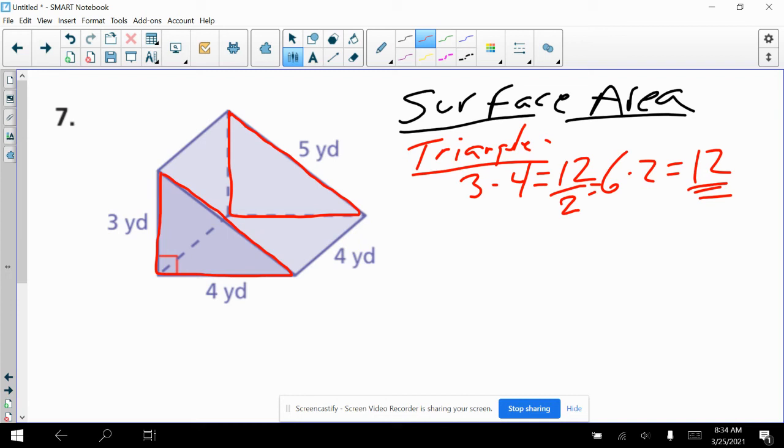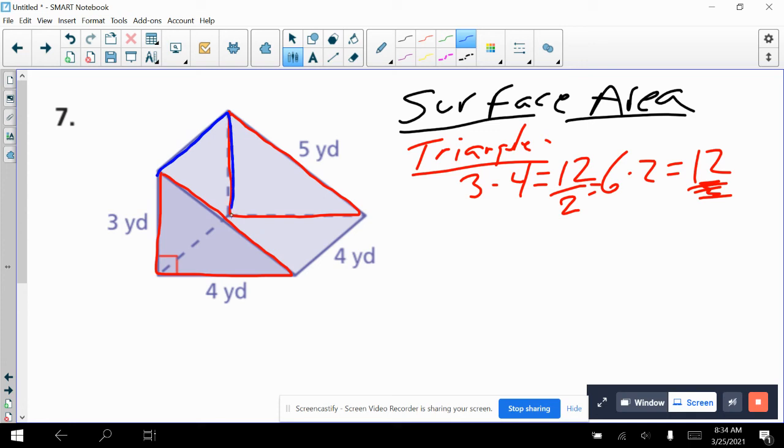Okay, so our 2 triangles add up to 12. What do you want to find next? Ready? Okay, so that's fine. We'll find the back. We'll find that right there.